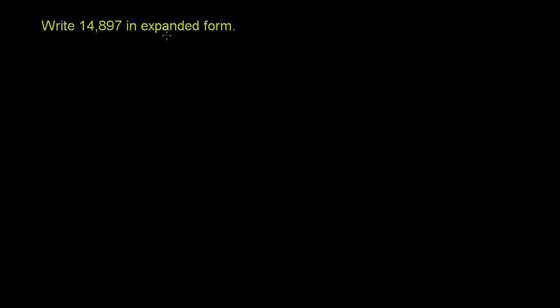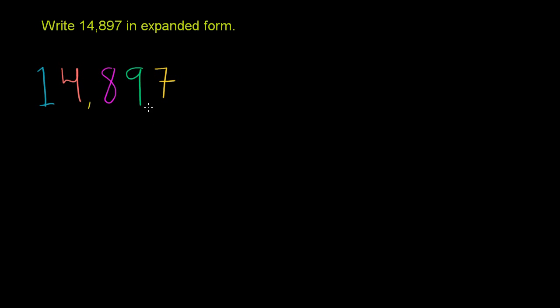14,897 in expanded form. So let me just rewrite the number, and I'll color code it, and that way we can keep track of our digits. So we have 14,000, 14,800, 14,890, and 97. Let's see, I already used the blue. Maybe I should use yellow. And 97 in expanded form.